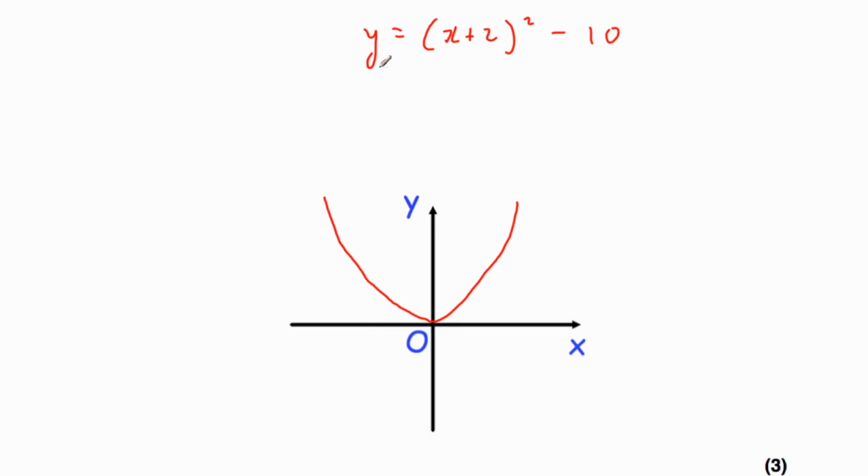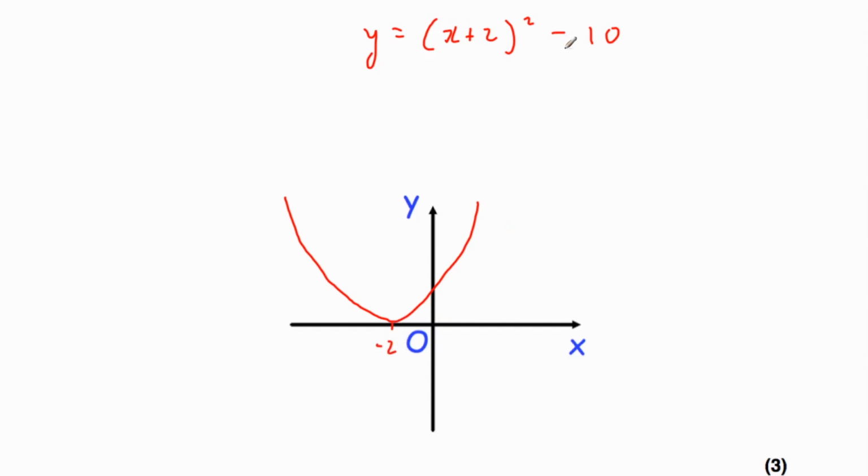Now, we want to sketch the graph of y equals (x plus 2) squared, take away 10. So we're going to need to know our transformations of graphs. We've got plus 2 inside the brackets. Instead of moving the graph 2 squares to the right, that would move the graph 2 squares to the left. It's counterintuitive. So it would look something like that. And instead of being the origin, this would be the point now at negative 2.